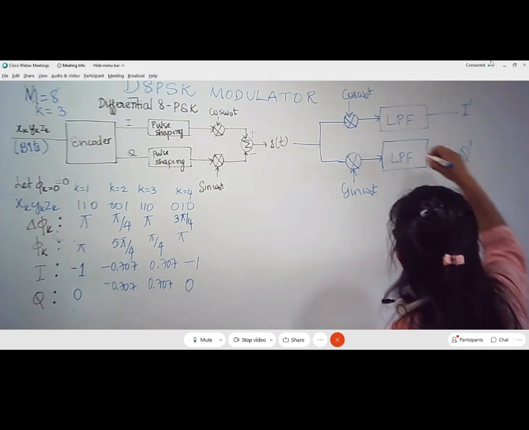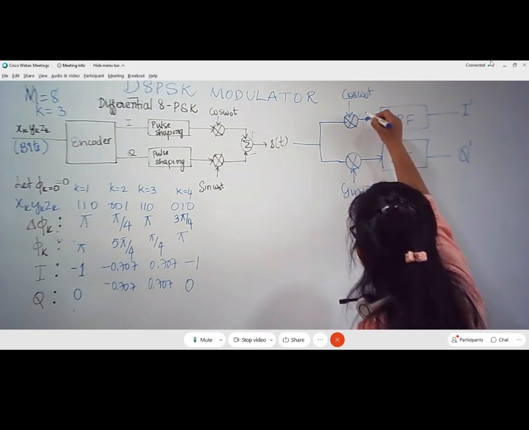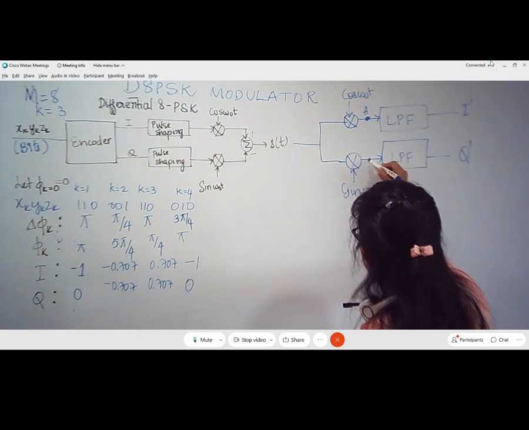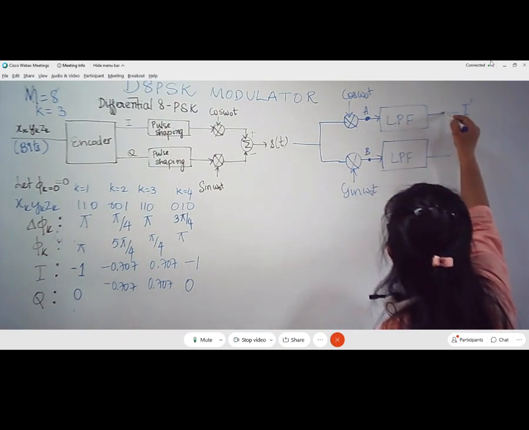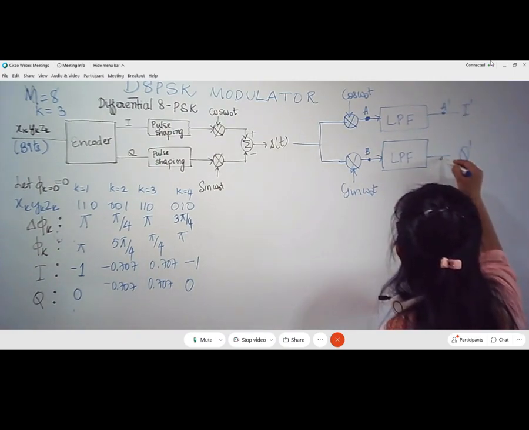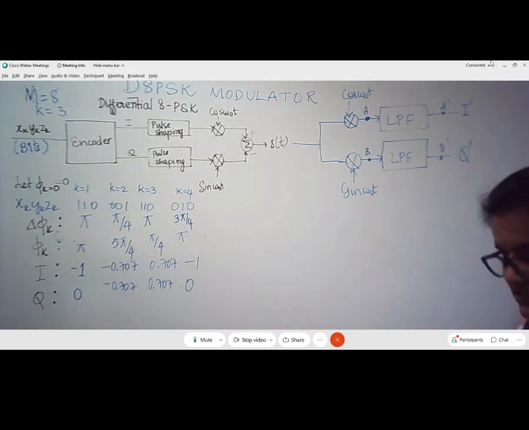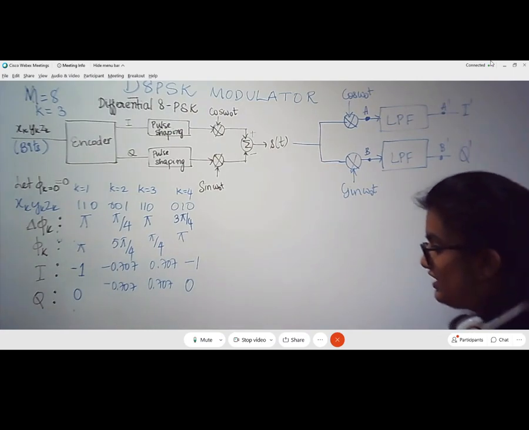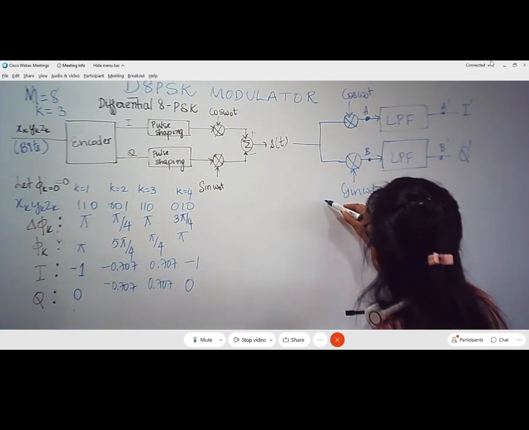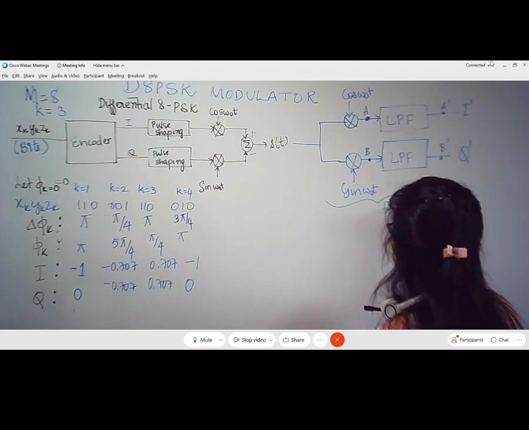This is I dash, Q dash. So let me name this detection point as A and this point as B. I'll name these points as A dash and B dash. Okay, so this is what I'm trying to write. This is the demodulator structure. This is the demodulator.